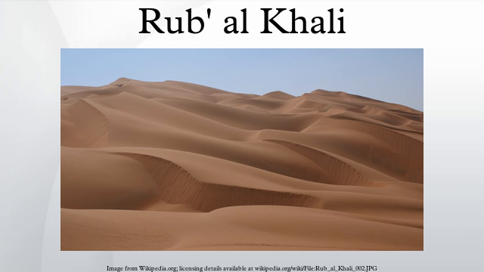The Rub al Khali, or Empty Quarter, is the largest sand desert in the world, encompassing most of the southern third of the Arabian Peninsula. The desert covers some 650,000 square kilometers, including parts of Saudi Arabia, Oman, the United Arab Emirates, and Yemen. It is part of the larger Arabian Desert.